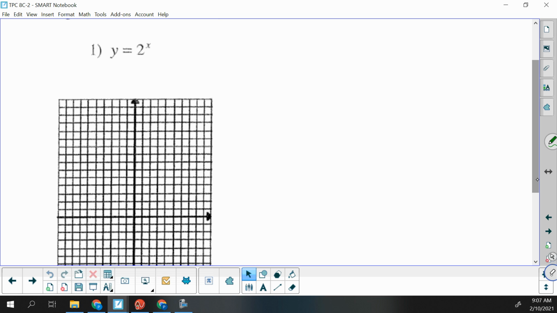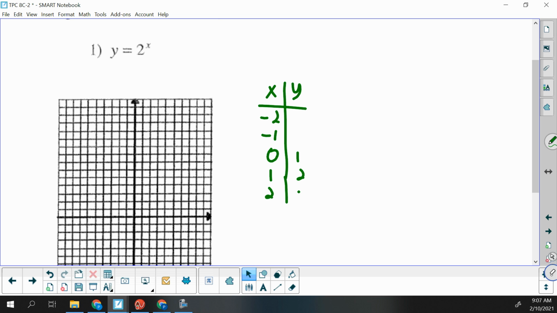This one did not have any shifts left or right. So when you graph it and do your table, we could just do 0 as the middle value, 1 and 2, -1 and -2. 2 to the 0 is 1, 2 to the 1 is 2, 2 squared is 4. And if we follow backwards, 2 to the -1 moves it to the bottom of the fraction, so we get 1/2, and then we'll have 1/4. There's our points. Draw it in with a nice smooth curve. Make sure you label x and y axis and label your equation.